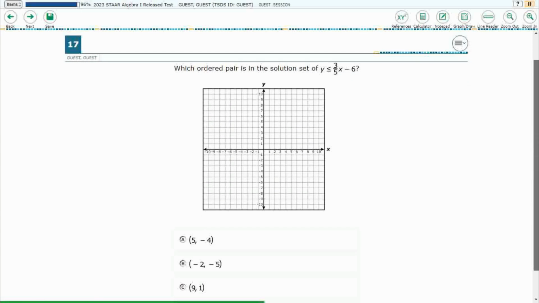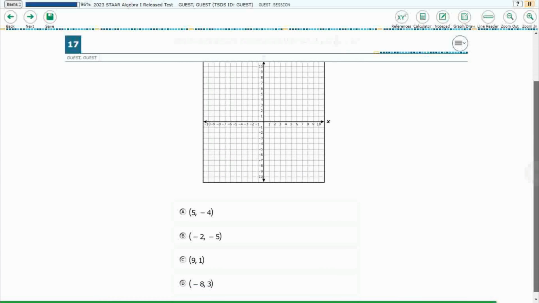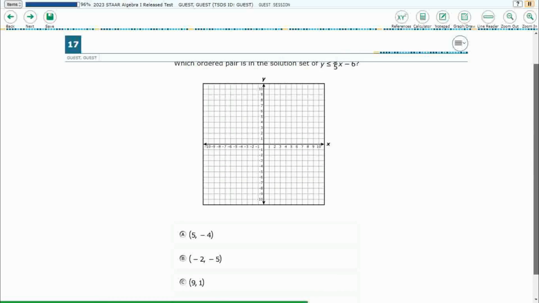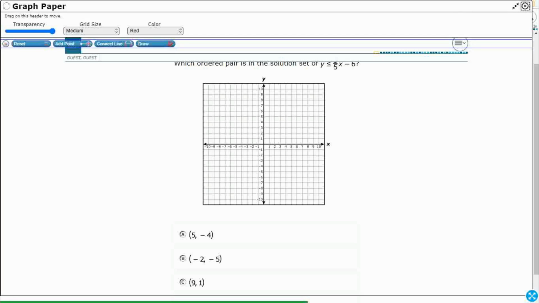So we have a blank coordinate grid that we can use. We have an inequality. We need to find which of these four coordinate pairs could fit. Well, we didn't even have to use the coordinate grid, even though we are going to for this purpose. We could just plug each of those x and y coordinates into the actual inequality to see which one makes a true statement.